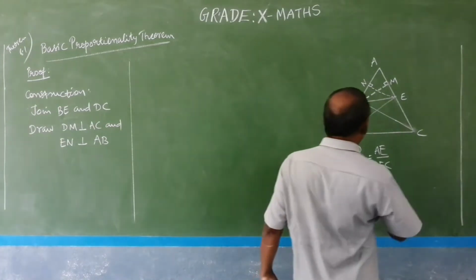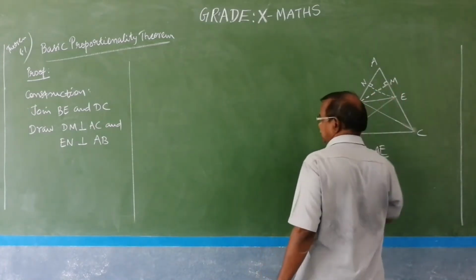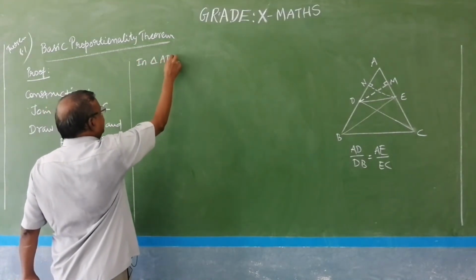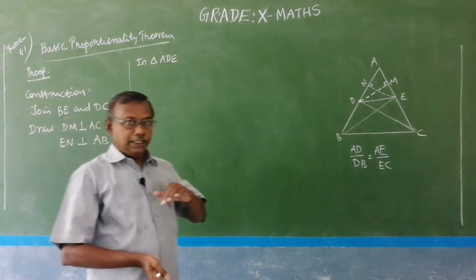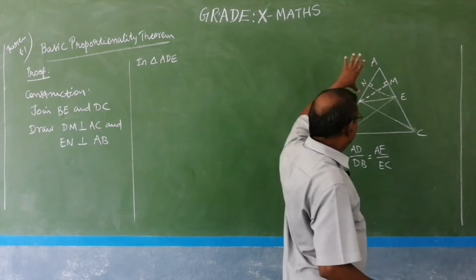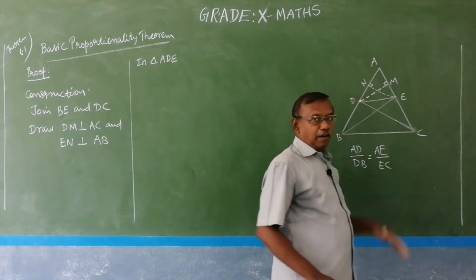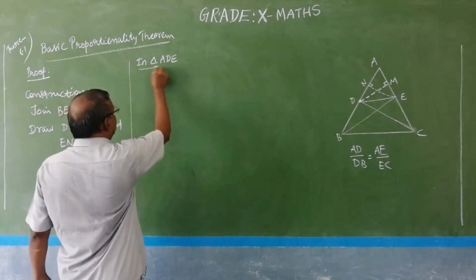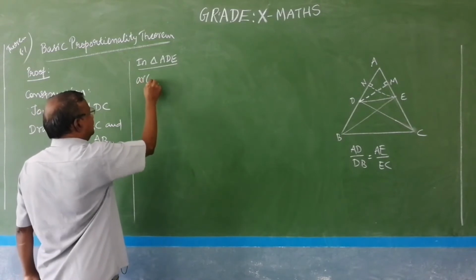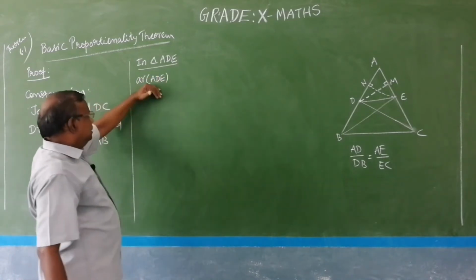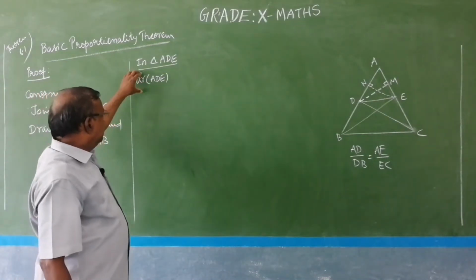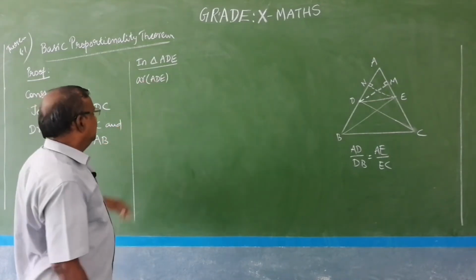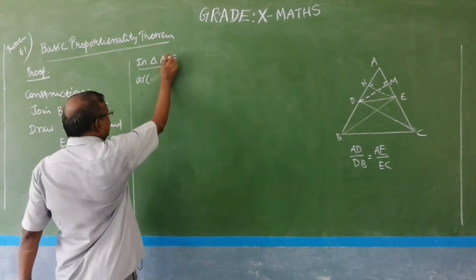Now we need to consider the triangle ADE. In triangle ADE, let us use the properties of area. We know the area of any triangle is half into base into height. Here let us use the notation ar(ADE), because you have studied this notation in 9th standard. This means area of triangle ADE. We can use delta also.